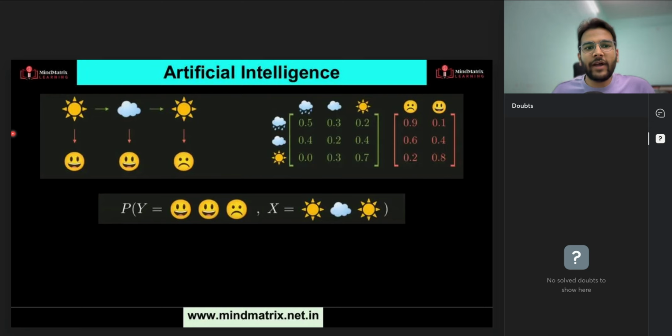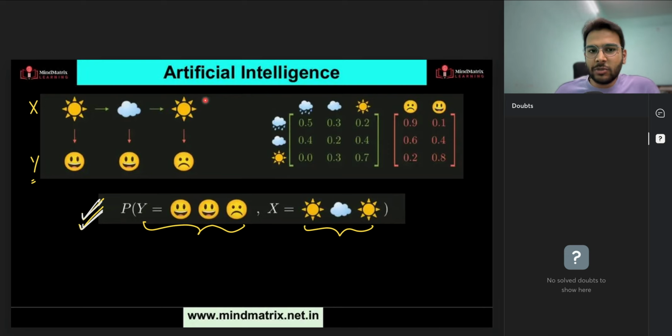Can I say that I have to find the joint probability distribution of the mood of your friend, which I'm denoting by y, and the weather that we have on these 3 days, which I'm denoting by x? Using this, given the mood, I can find the probability of this particular sequence. Yes or no?